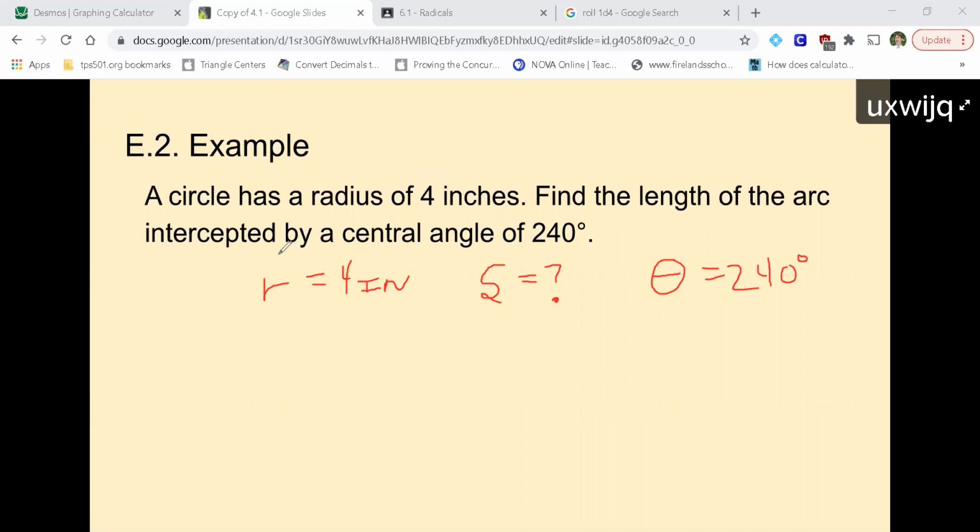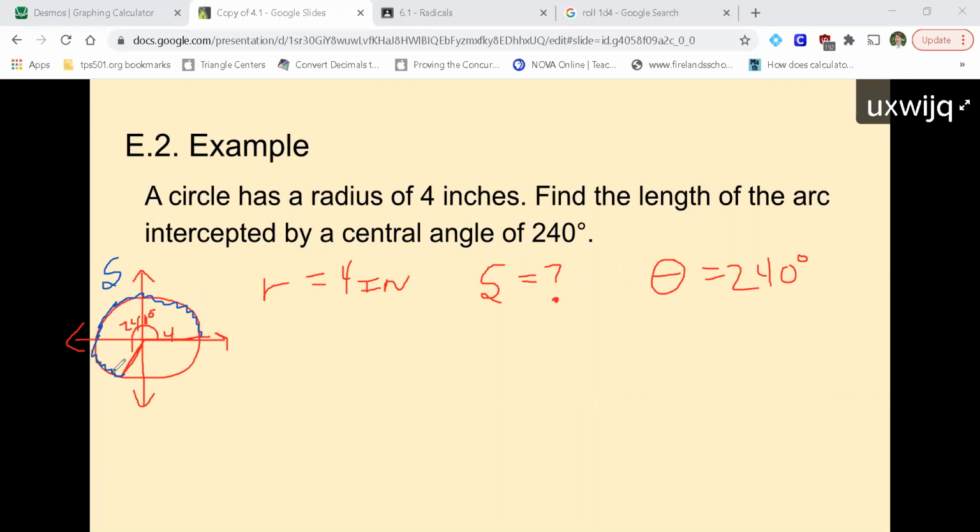If you draw a picture of this, and you don't need to, but if you did, it would look like this. We have this circle of radius 4. The angle is about right there. This is 240 degrees. What we are asked to find is how long is this arc length here? From here to here, going along the edge of the circle, how long is that distance?